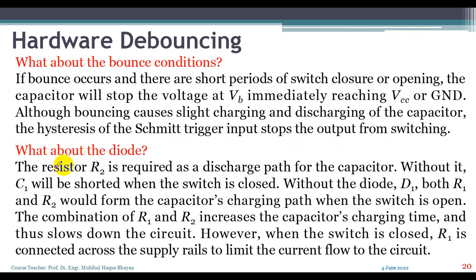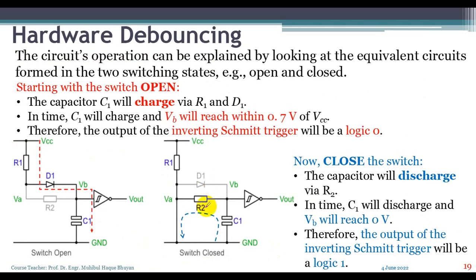What about the diode? The resistor R2 is required as a discharge path for the capacitor. Without it, C1 will be shorted when the switch is closed. Without the diode D1, both R1 and R2 would form the capacitor's charging path when the switch is open. The combination of R1 and R2 increases the capacitor's charging time and thus slows down the circuit. However, when the switch is closed, R1 is connected across the supply rails to limit the current flow in the circuit. So we need this R2, otherwise it will slow the operation.